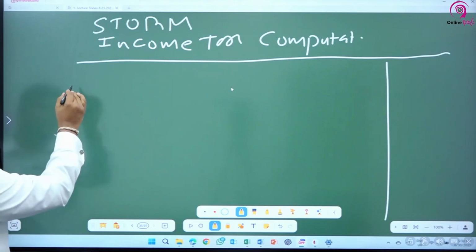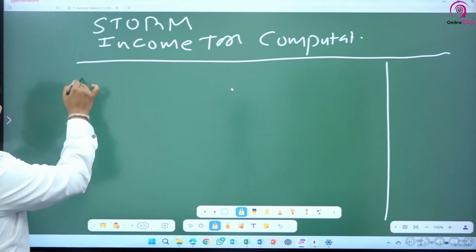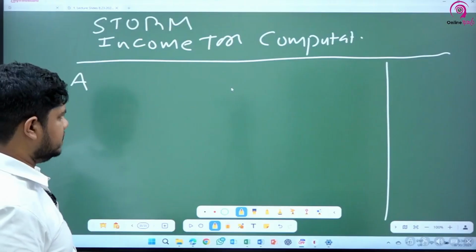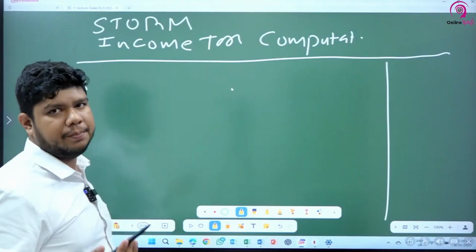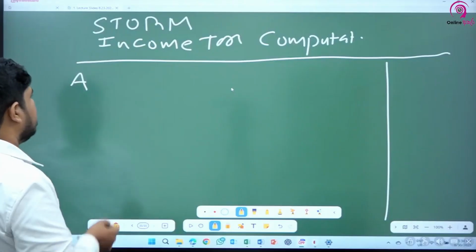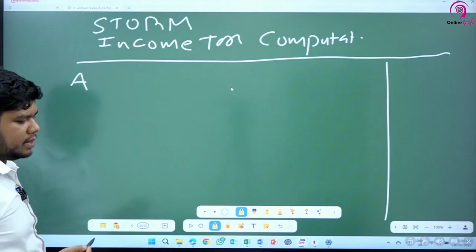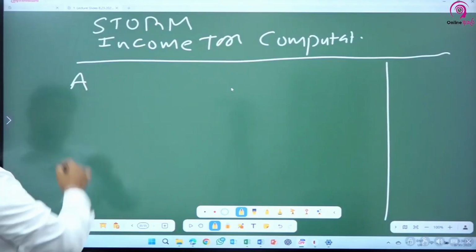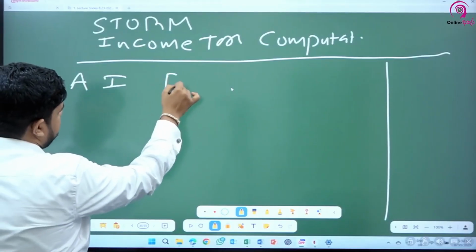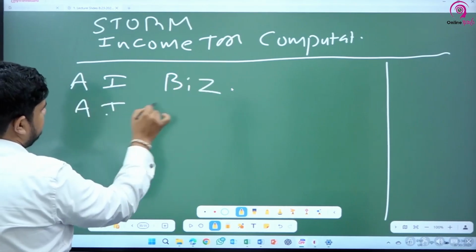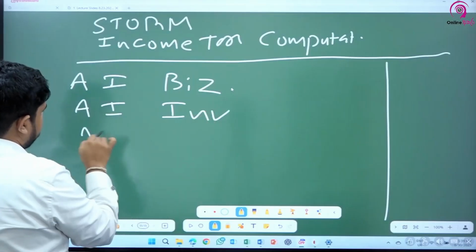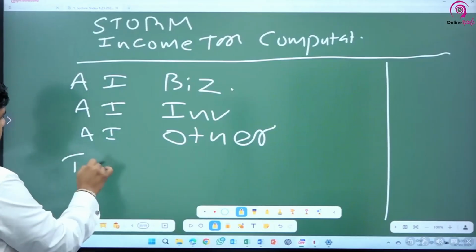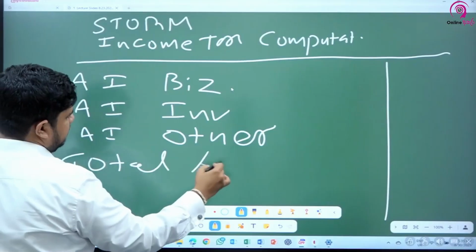First, the format of computation: you have to compute assessable income from employment, business, investment and other income first. Here, do they have employment income? Being a company, they don't have employment income, because a company is not employed by an employer. They are in business, not employment. Assessable income from business. Assessable income from investment. Assessable income from other. Then total assessable income.